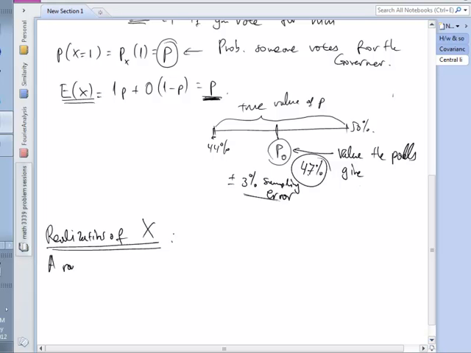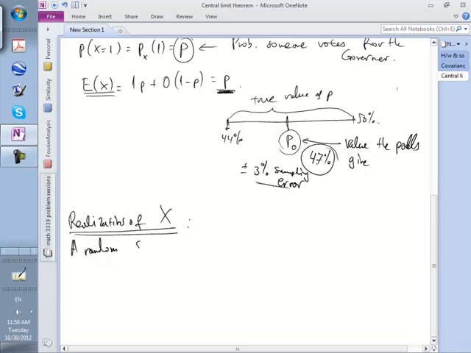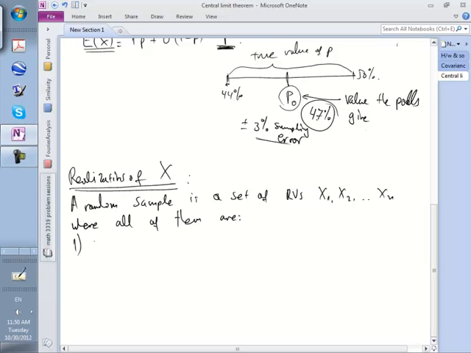So a random sample, and that's the first important definition. A random sample is a set of random variables, X1, X2, up to Xn, where all of them are, first, realizations of X, and that means the following: they have the same distribution as X. Second, they are independent of one another.